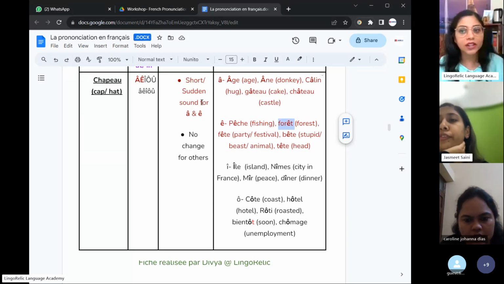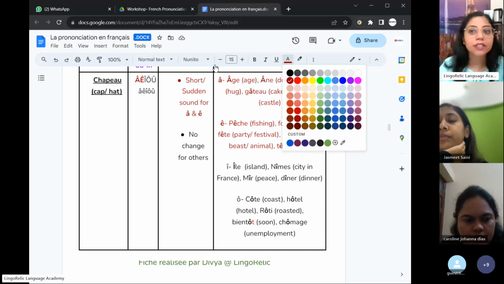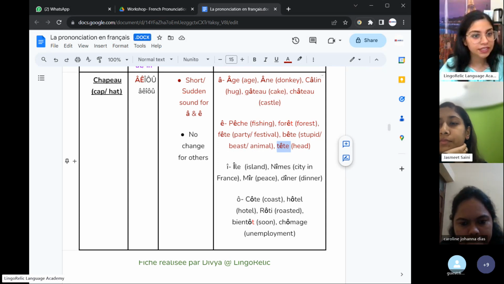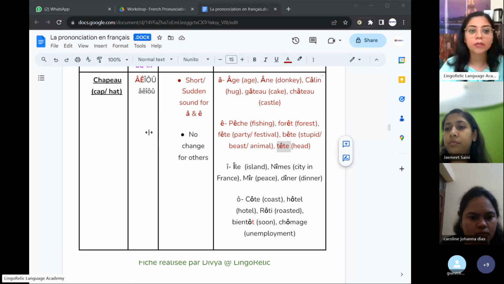Next one, qu'est-ce que c'est? Forêt. Forêt. Listen, everyone. The T here is silent. Okay. Forêt. That's a forest. Next one. Fête. Fête is a party, a festival. Next one. Bête. Bête, stupid, beast, or animal. All of these three words. Then Tête. Tête is a word for head. Okay. Voilà. Maintenant, vous avez la prononciation de E.